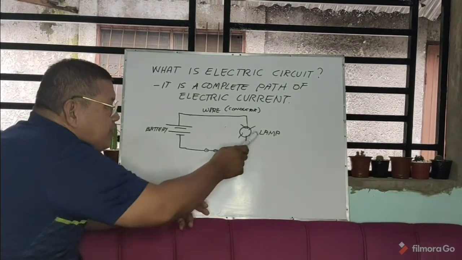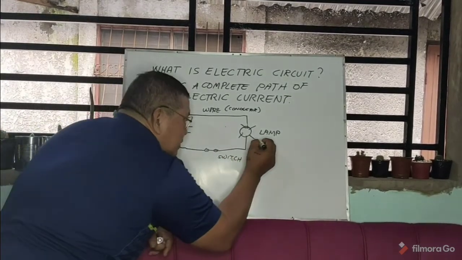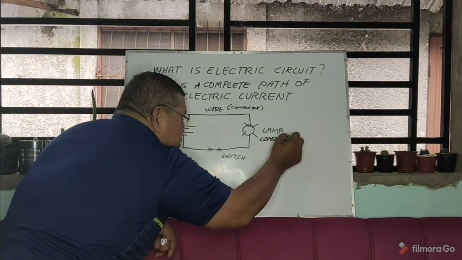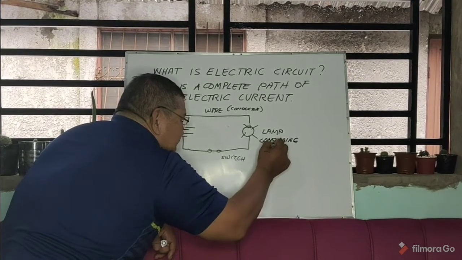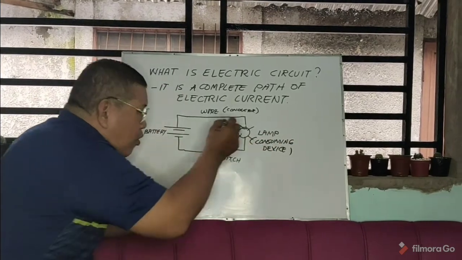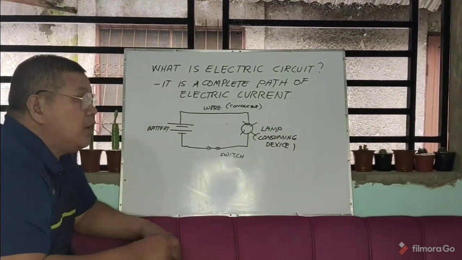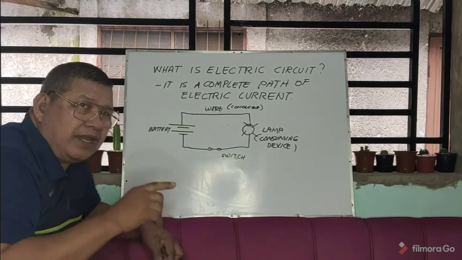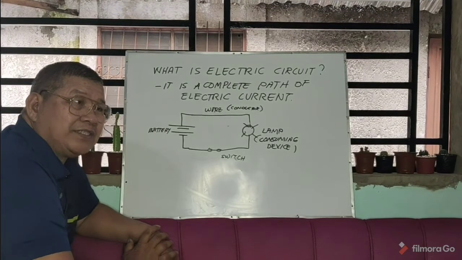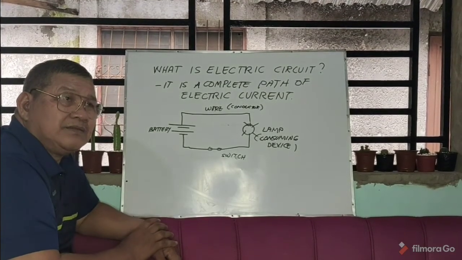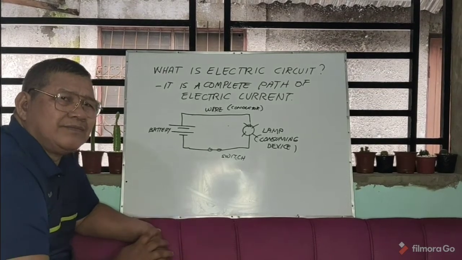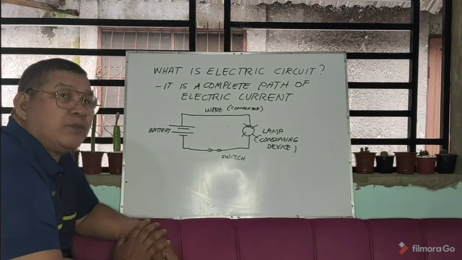And then we have here the lamp. The lamp here is what we call a consuming device. So when you say consuming device, this is a material that will consume electric current. Now, lamp here is only an example. So anything that will consume electric current is considered a consuming device. For instance, your appliances, your lamps, your electric buzzer, these are all consuming devices.